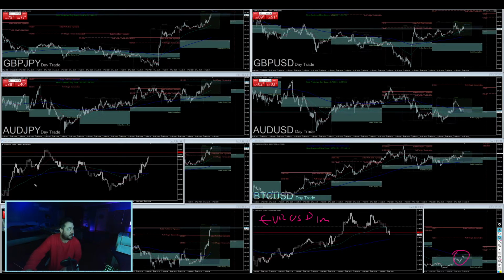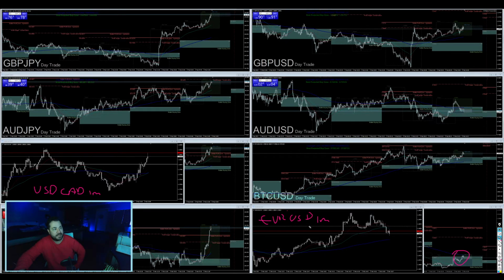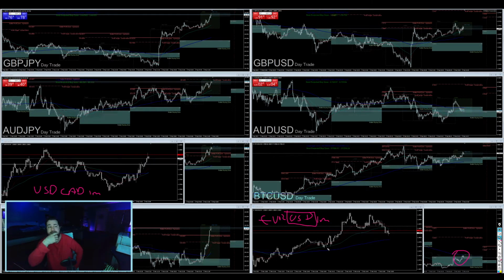This is actually my USD CAD. And the reason why I have this one up is because we have the Canadian jobs report coming out. So we have the jobs report coming out for the USD. I don't think it's going to be that big of a market mover with the USD on the initial spike, just because it's not going to really dictate Fed interest rates.